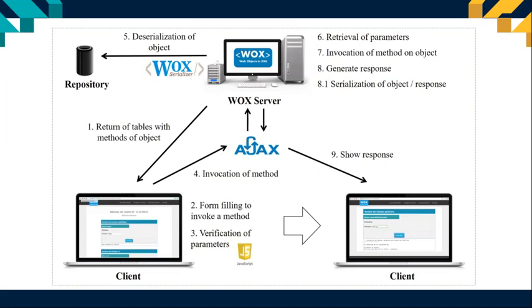In step 5, the system receives the AJAX request with the following information: ID of the object that contains the method to be invoked, name of the method to be invoked, list of parameters required to invoke the method, and a list of classes to which each parameter belongs. Step 6, once the information is obtained, the system locates the object according to the ID provided. It is deserialized and the list of parameters is verified.